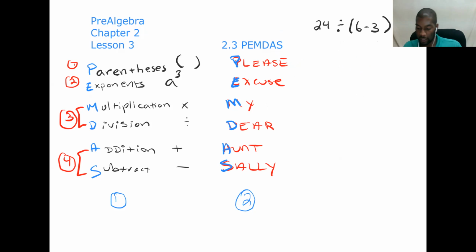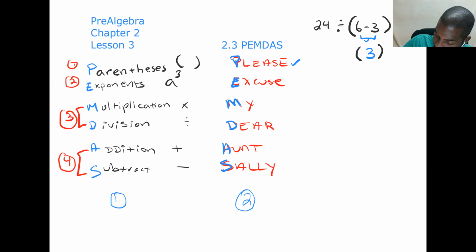All right, all I need to do, let me make this parentheses a little clearer so you don't get confused. Remember, cleanliness is next to perfection here. All right, first I start with please. Do I have anything in my parentheses? Yes, I have parentheses and it says 6 minus 3. So let's evaluate that. 6 minus 3 is 3.